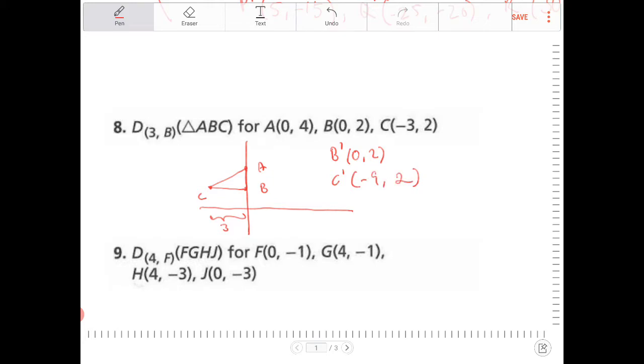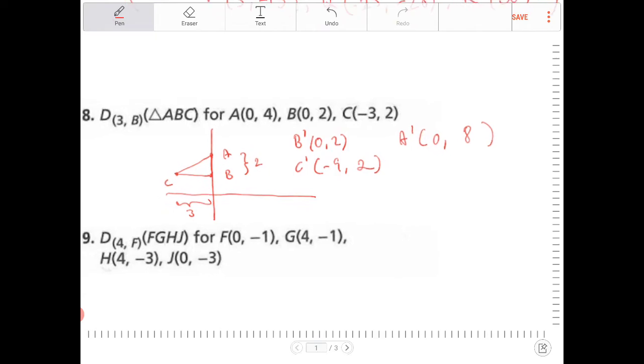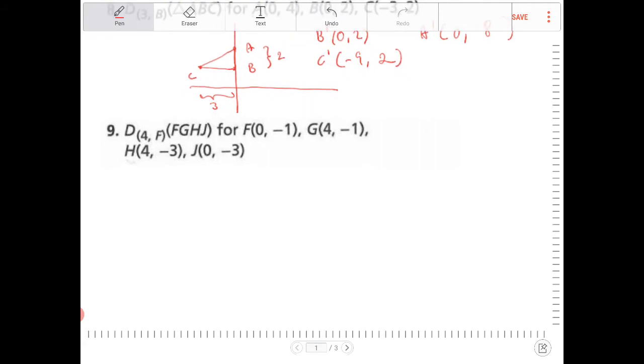Okay, and where will A end up? A prime, since A is 2 away from B, I'm going to multiply that by 3. So that means it's going to be 6 away from B. So what would that be then? That would be 0, comma 8, because it's 6 away from 0, comma 2. Okay, so there are our coordinates, A, B, and C. And it's okay if we don't list them in the exact order that they have it, as long as we have the correct coordinates there.